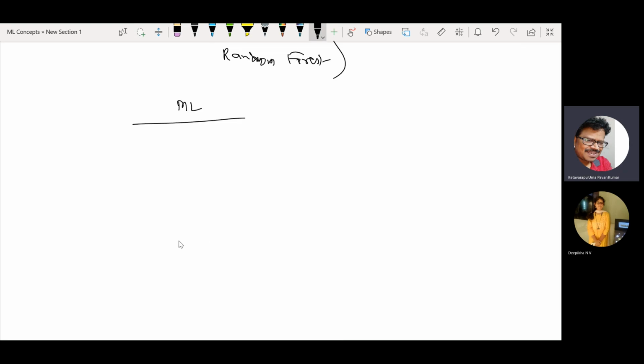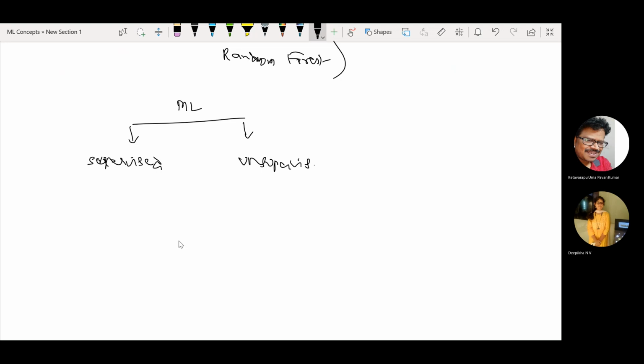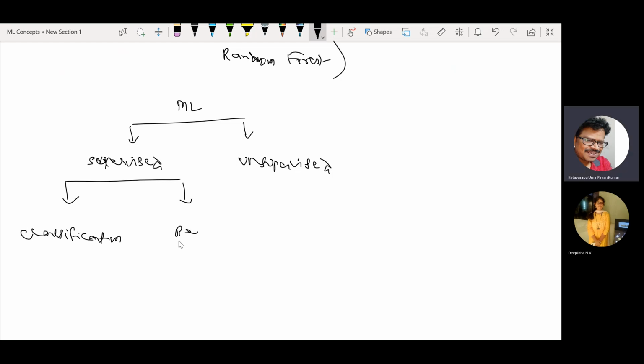ML is basically available in two formats: supervised and unsupervised. In supervised, again, we have two things. Now we have completed the classification discussion, and then we'll be having the regression, classification as well as regression. Unsupervised, we have not yet started, guys.